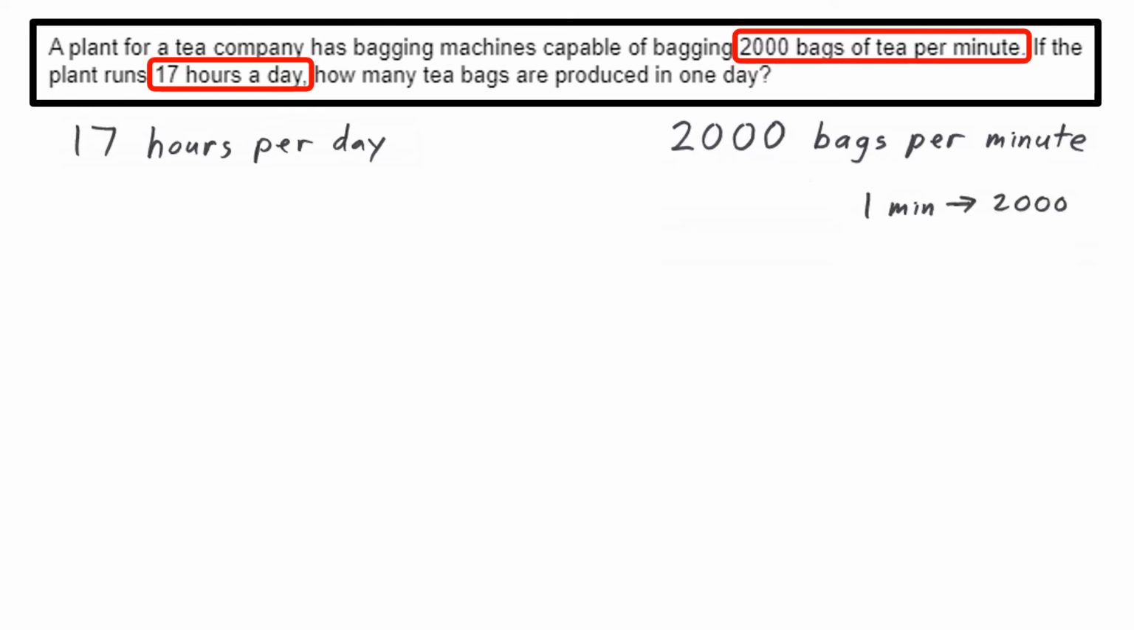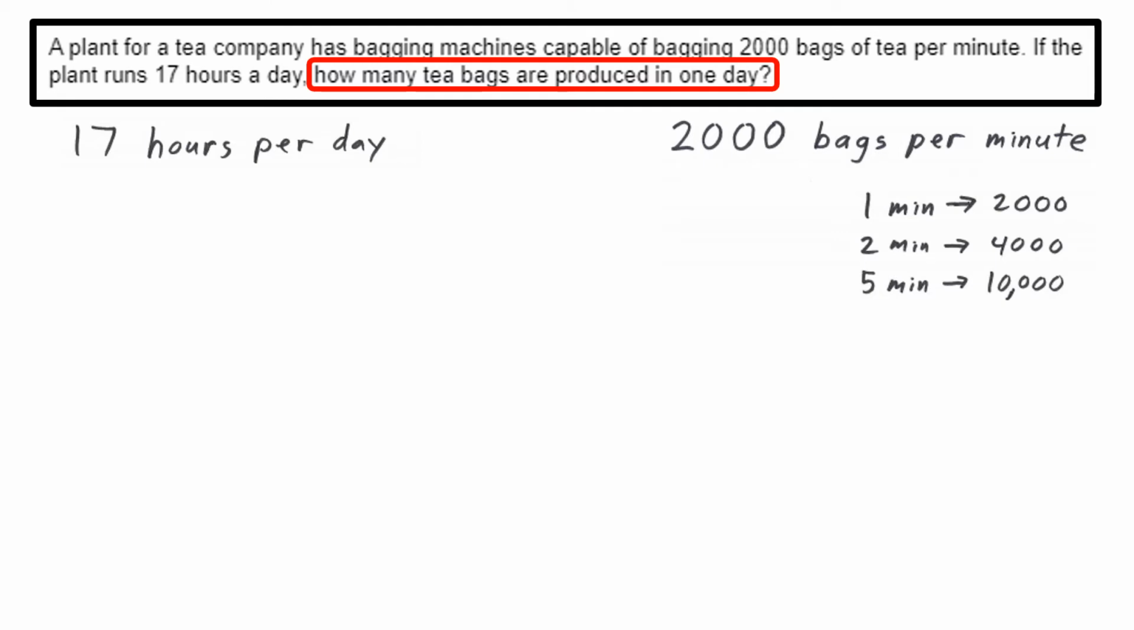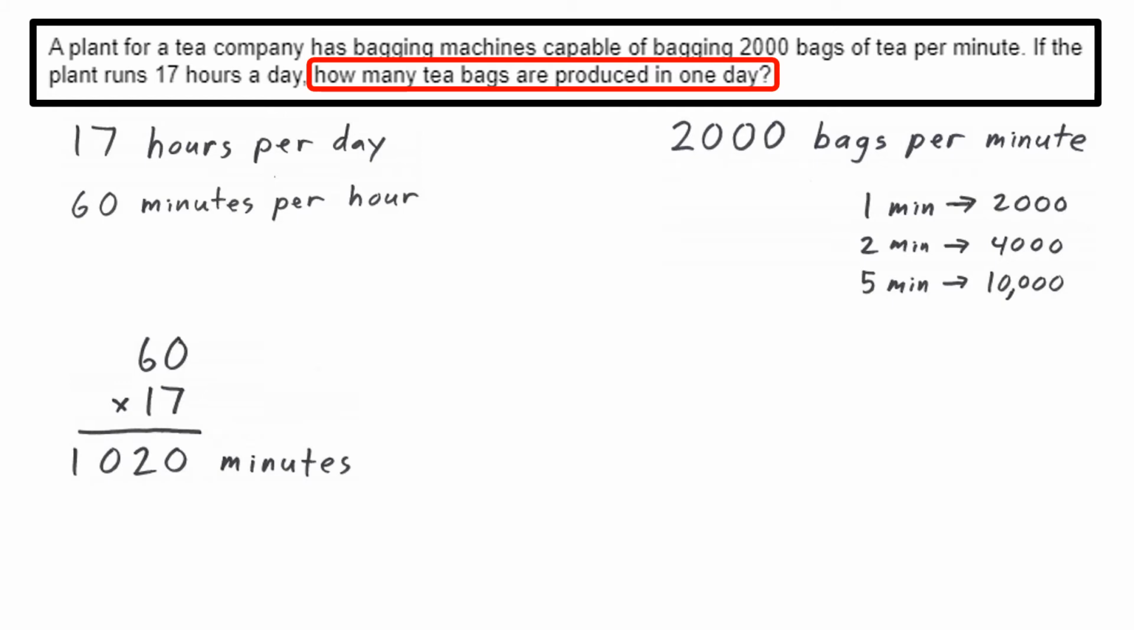If the machine operates for 1 minute, they'll make 2,000. If it operates for 2 minutes, they'll make 4,000. And if it operates for 5 minutes, they'll make 10,000. 5 times the 2,000 per minute. So to find how many tea bags are produced in one day, we need to convert 17 hours per day into minutes per day. Recall that there's 60 minutes per hour. So if we multiply the 60 minutes times the 17 hours that the plant is operating, we can see that they operate for a total of 1,020 minutes.